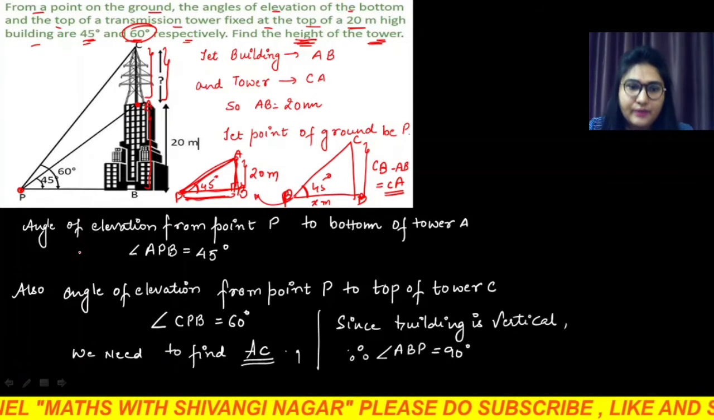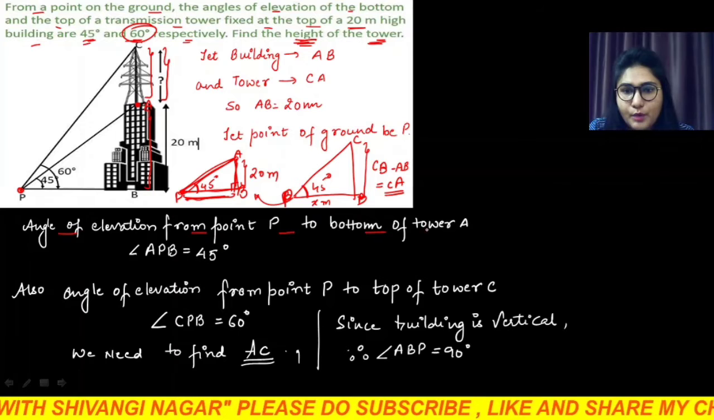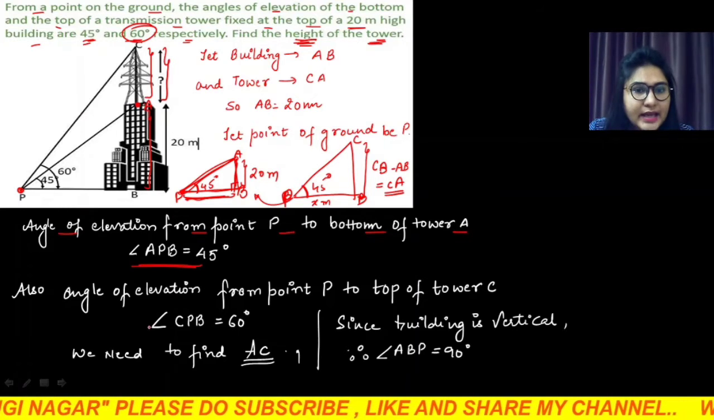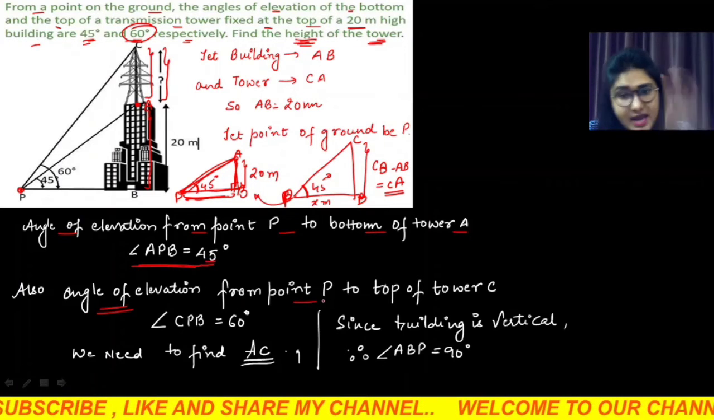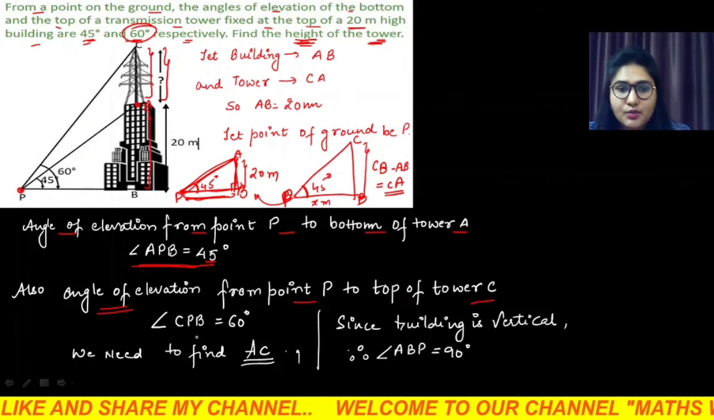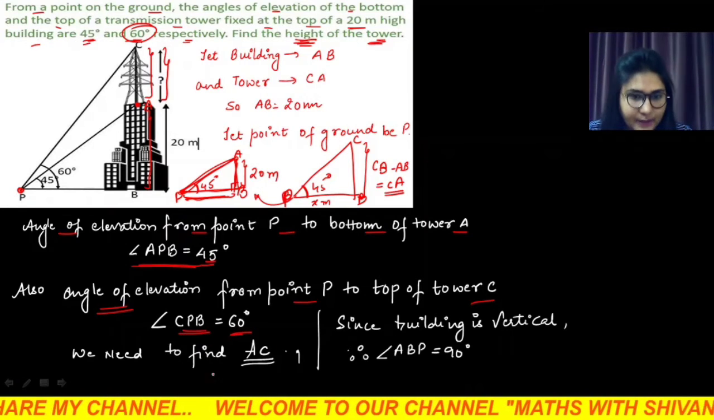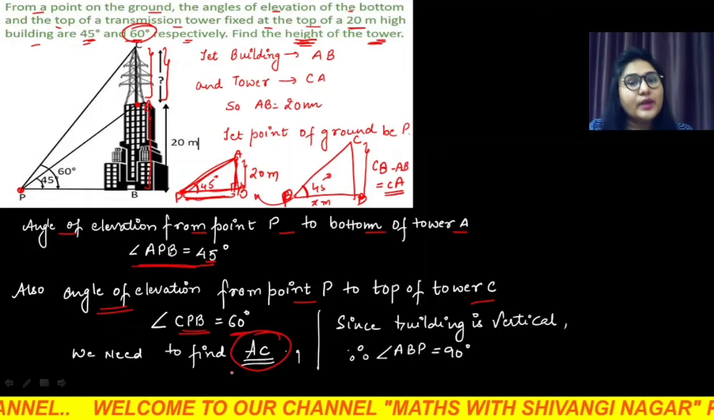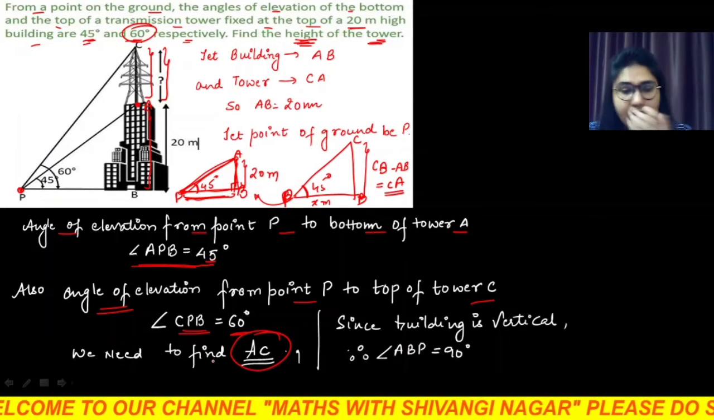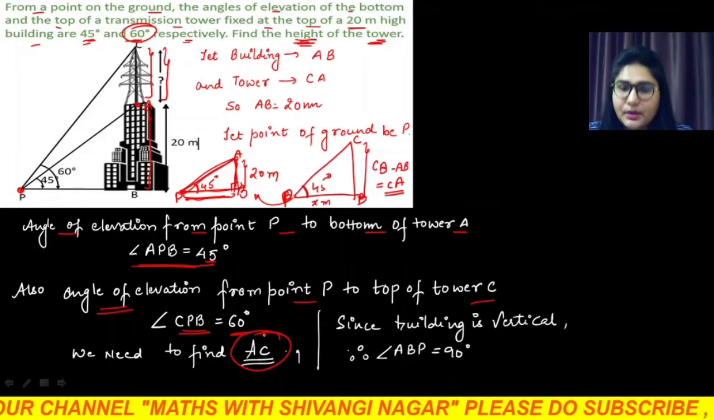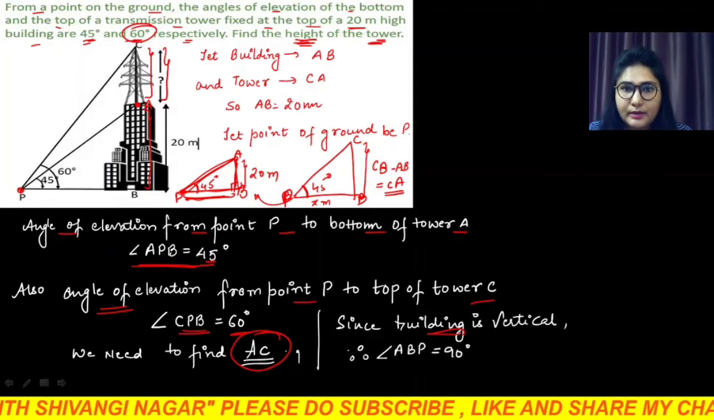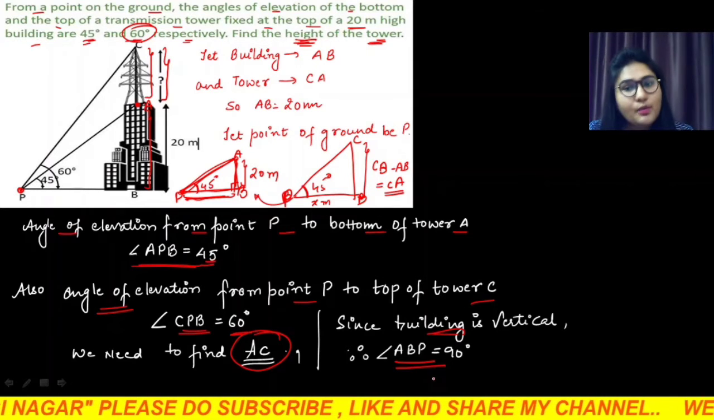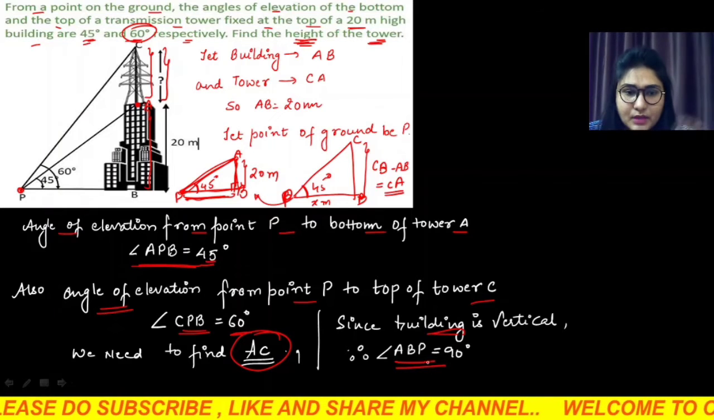So the same thing I have written over here: the angle of elevation from the point P to the bottom of the tower A is angle APB, which is 45 degrees. Similarly, the angle of elevation from the same point to the top of the tower C is angle CPB, which is 60 degrees. And what we need to calculate? We need to calculate the AC according to this figure, right? And AC is what? The height of the tower. Since the building is vertical, obviously we have to take it as a vertical building. So therefore the angle PBA must be 90 degrees. So now let's consider this triangle.